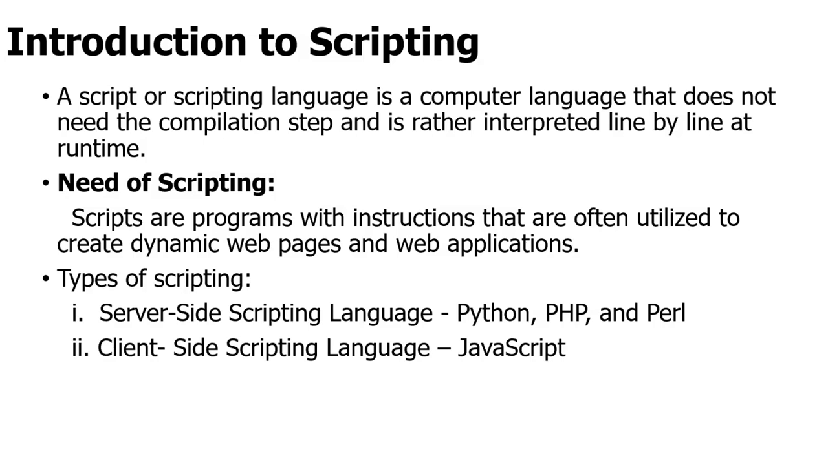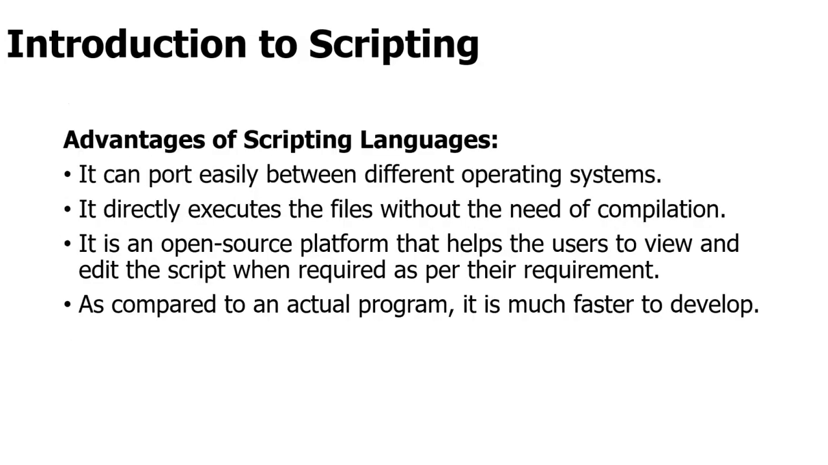So what are the types of scripting? The types are server-side scripting languages and client-side scripting languages. The server-side scripting languages are Python, Perl, PHP and Java. Everything comes under the server-side scripting language. When coming to client-side scripting languages, it's your HTML, your CSS, your JavaScript. Everything comes under the client-side scripting language.